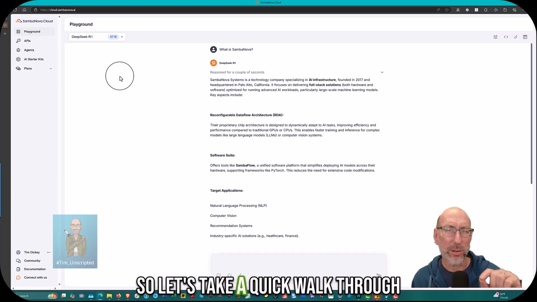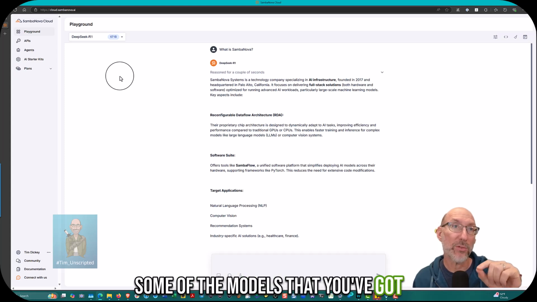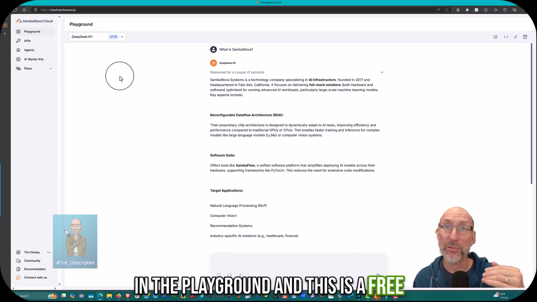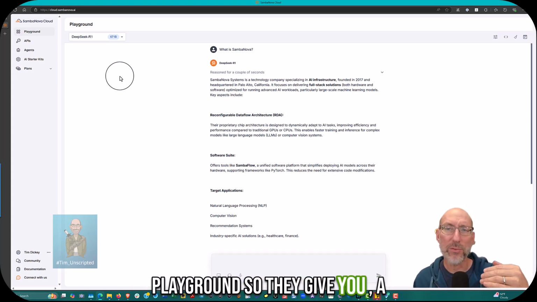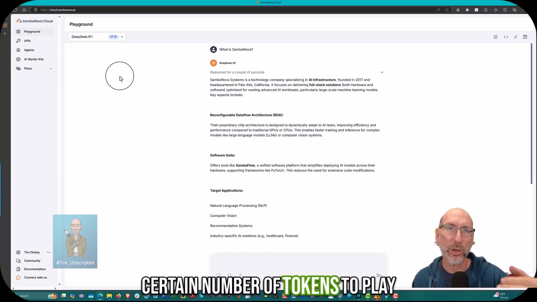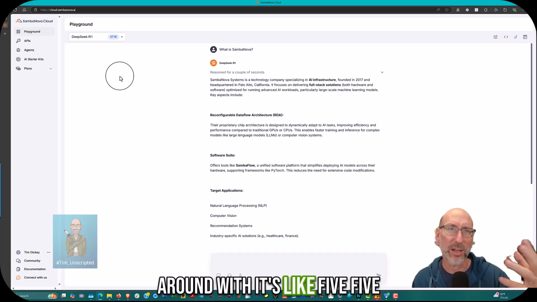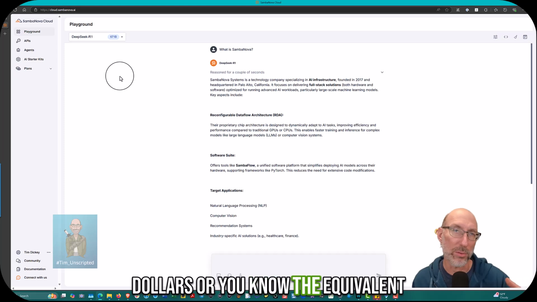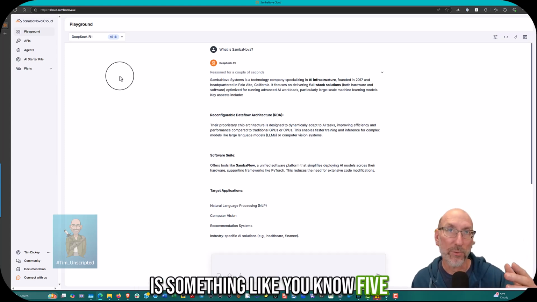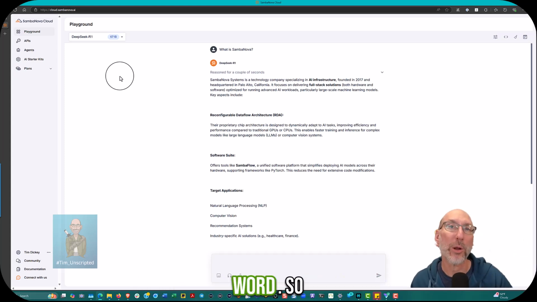So let's take a quick walk through some of the models that you've got in the playground. And this is a free playground. So they give you a certain number of tokens to play around with. It's like $5 or, the equivalent is something like, 5 million tokens. A token is about a word.